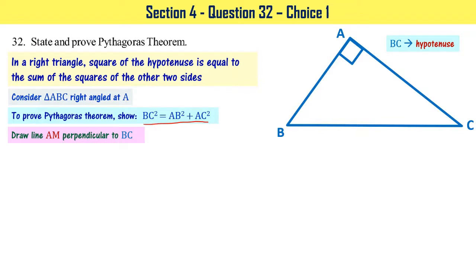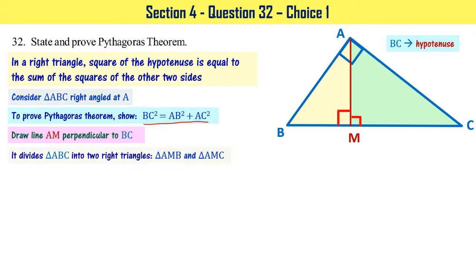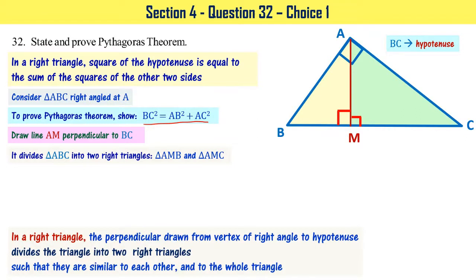Let us draw line AM perpendicular to BC as shown here. As you see here, the line drawn AM is dividing the triangle ABC into 2 right angle triangles, right? Those are triangle AMB and triangle AMC. We know from a theorem in the triangles chapter or similar triangles chapter, it says that in a right triangle, the perpendicular drawn from vertex of the right angle to hypotenuse divides the triangle into two right triangles. This is what we have just seen, right?